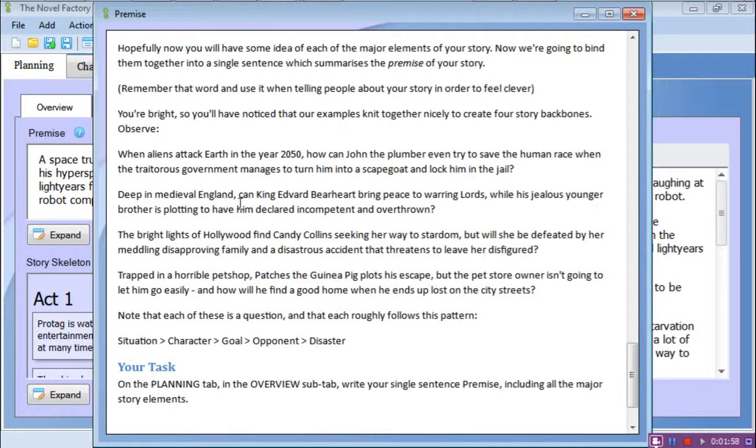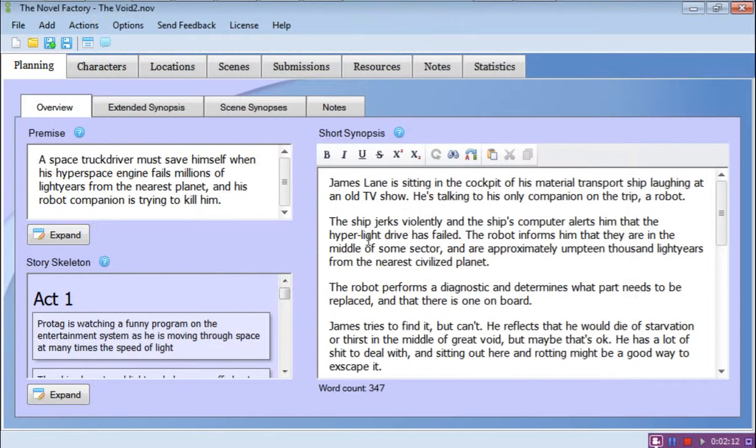Deep in medieval England, can King Edward Braveheart bring peace to warring lords, while his jealous younger brother is plotting to have him declared incompetent and overthrown? All right. So mine is: a space truck driver must save himself when his hyperspace engine fails millions of light years from the nearest planet and his robot companion is trying to kill him. The story is called The Void. For some reason this file is Void too. I don't know why.